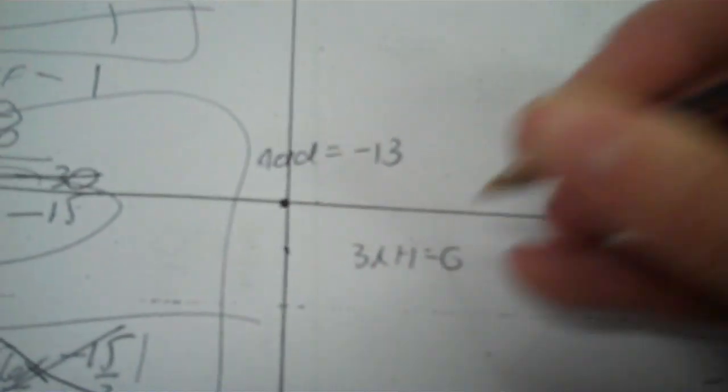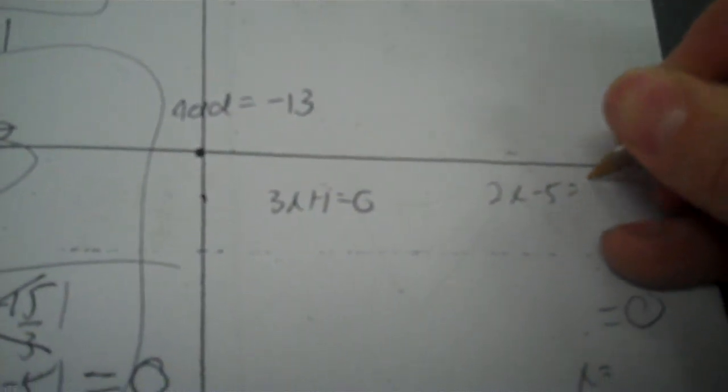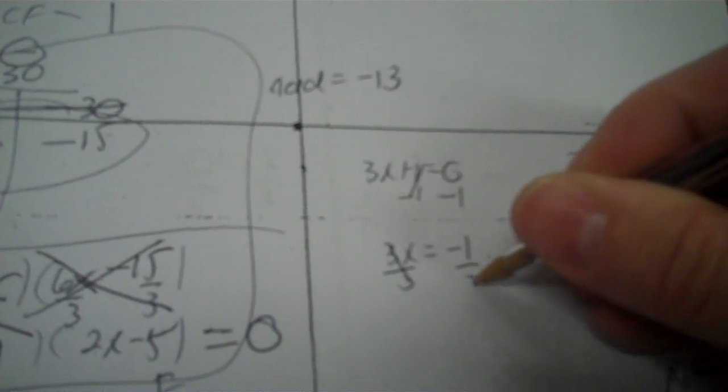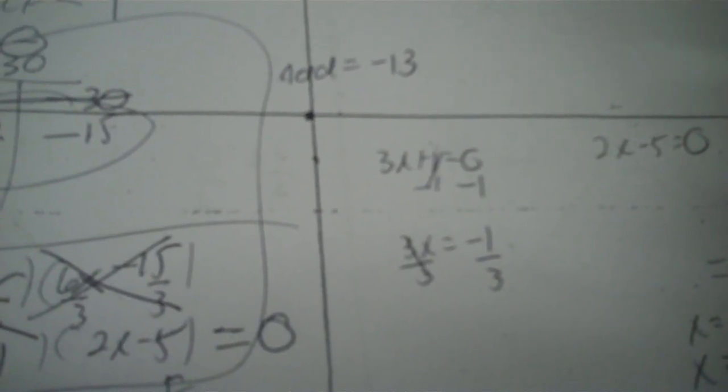F1, F2. So 3x plus 1 equals 0. 2x minus 5 equals 0. Minus 1. 0 minus 1 is negative 1. Divide by 3. Negative 1 divided by 3 is not 3. Okay, I've seen that way too many times. It's negative 1/3. You can write it as a decimal, but just don't put negative 3.